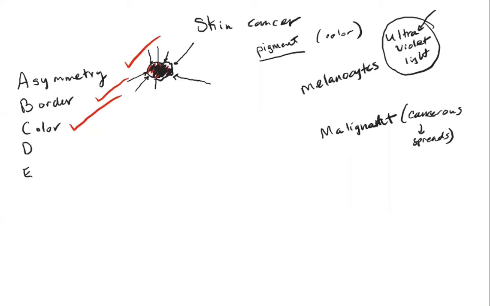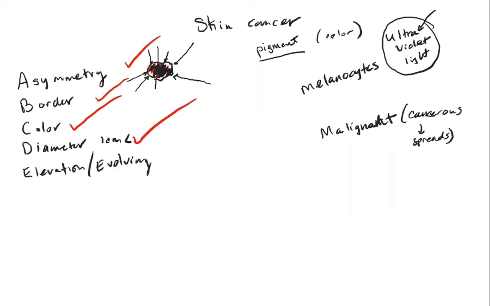The D stands for the diameter. It's supposed to be less than 1 cm. If it's greater than 1 cm, then you want to check it out, because the bigger the mole is, the higher likelihood it's going to become cancerous. So if the diameter is larger than 1 cm, that also has to be checked out. That's a red flag. And E stands for either elevation, meaning it's raised, or evolving.